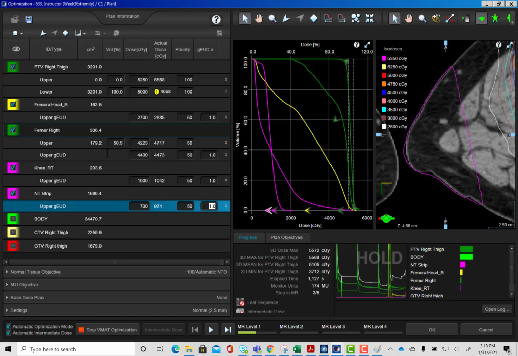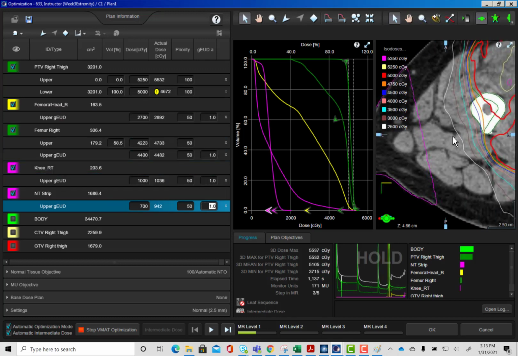So you guys can feel free to get these OARs as low as possible, okay? That's what you should do for every plan. That's what I would do if this was real, but for the sake of time, I'm going to pretend like this is the best I think I can get.